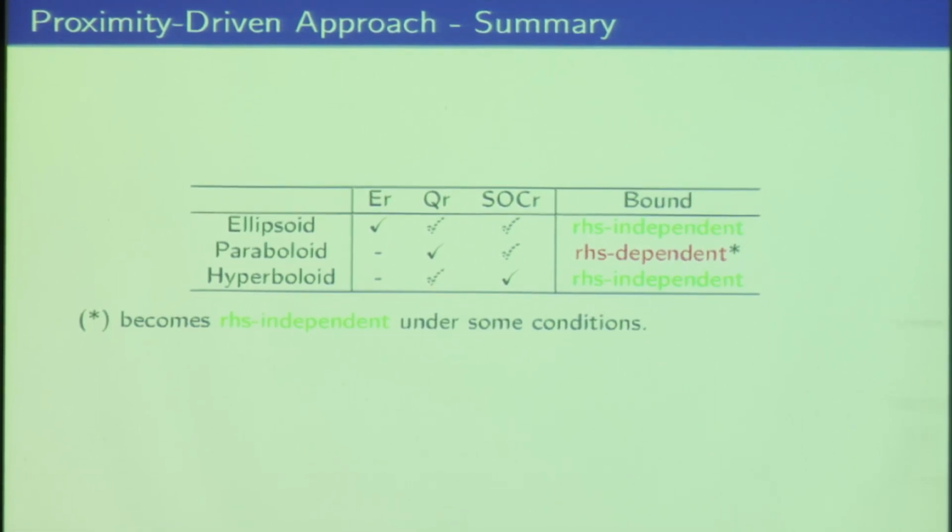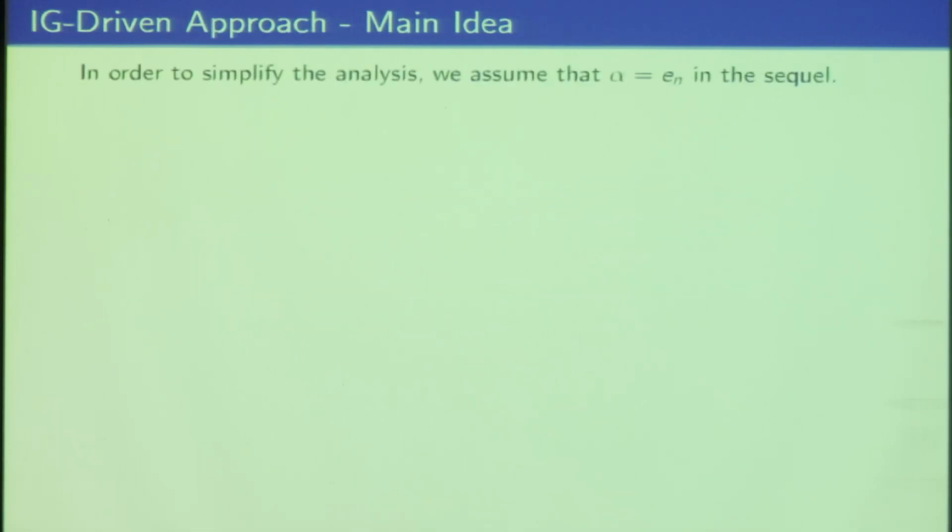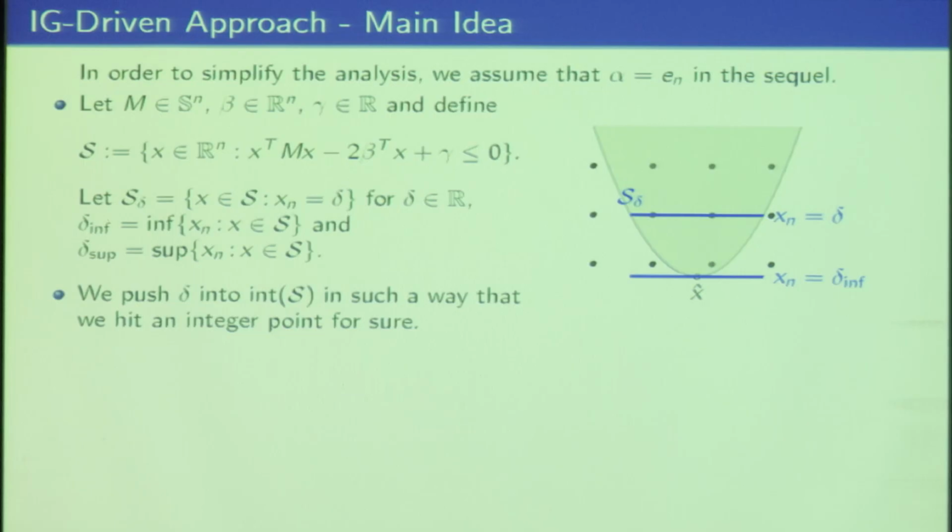If you want to keep one thing in mind, you can keep this in mind. The next approach is the integrality gap-driven approach. For the proximity, we were trying to answer the proximity question first, and then go to the integrality gap. Here, we directly answer the integrality gap question. What is the idea? First of all, I will make a simplifying assumption that I'm optimizing in the last component, which you can always do if your original objective function is integer.